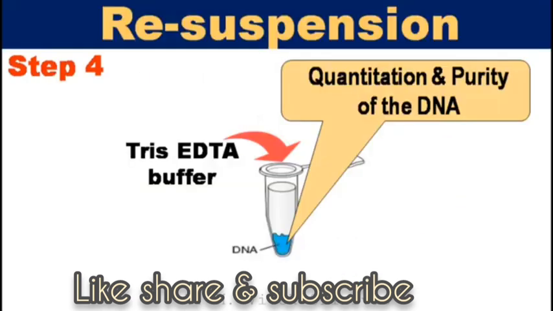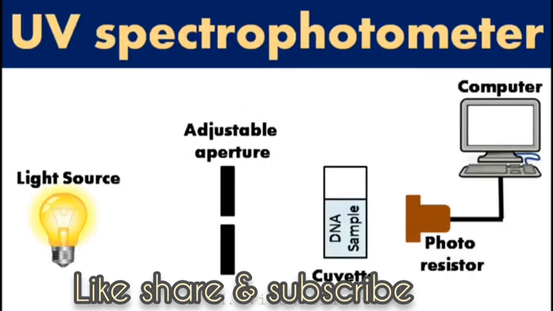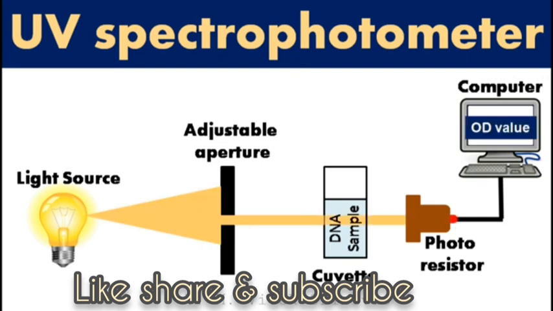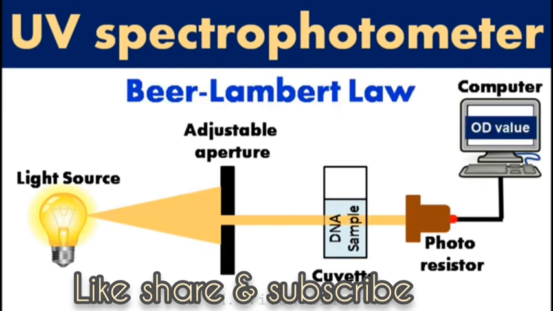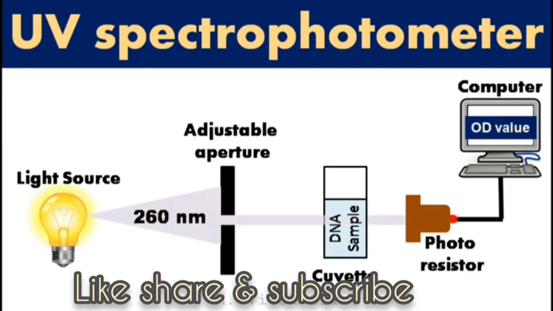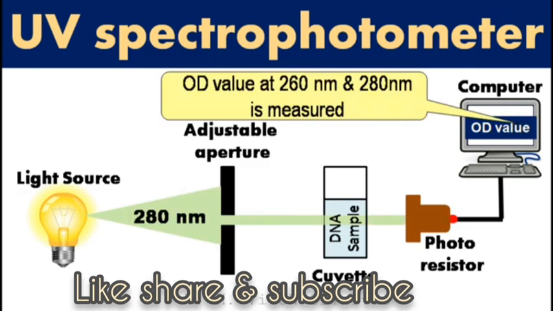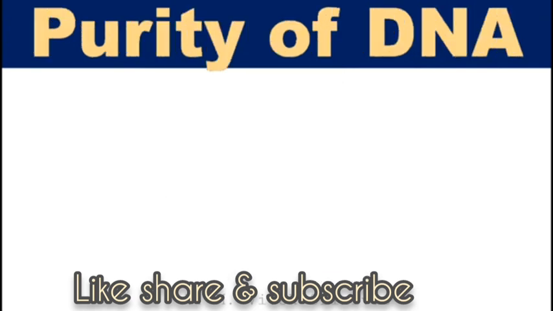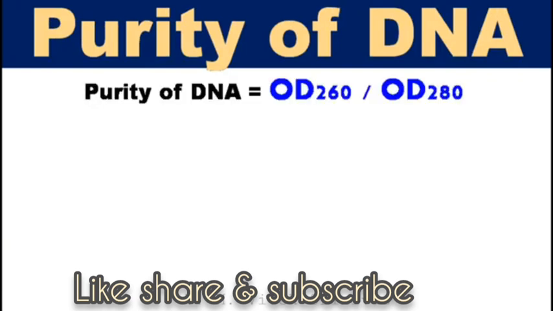Quantitation and purity of the DNA. That is, to find out the concentration and the purity of the DNA sample, the sample of DNA has to be run through the UV spectrophotometer, which is purely based on Beer-Lambert's law. In this, optical density, or absorbance value at 260 nanometer and 280 nanometer are measured. Both the readings are used to calculate the concentration and the purity of the DNA sample. The purity of nucleic acid can be determined by calculating the ratio of OD value at 260 nanometer divided by OD value at 280 nanometer for the DNA sample.